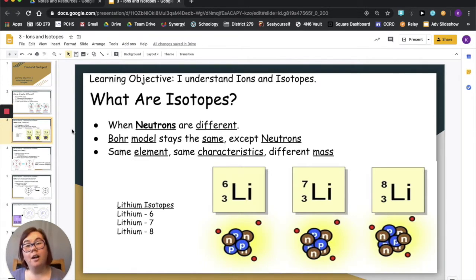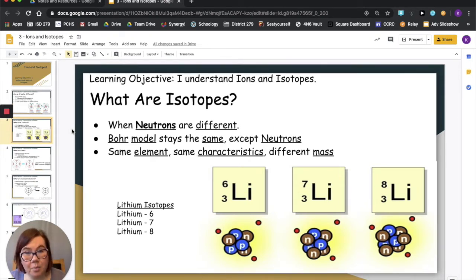So first of all, what are isotopes? This is when neutrons are different. Neutrons, remember, are in the nucleus of the atom, and they don't have a charge, so they don't affect the overall charge of the atom. But what they do change is the mass. So the Bohr model stays the same. It looks basically the same, except a different number of neutrons are written in the middle.